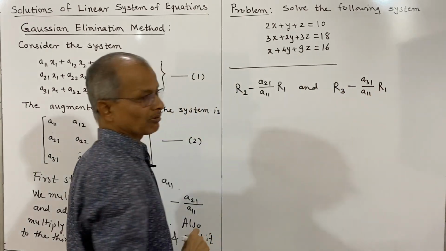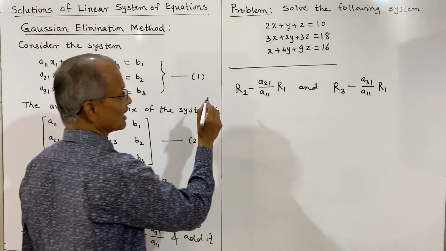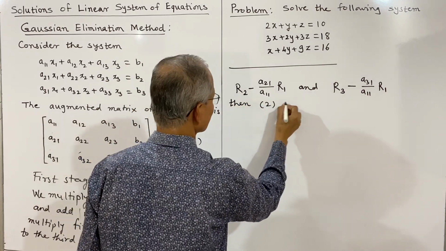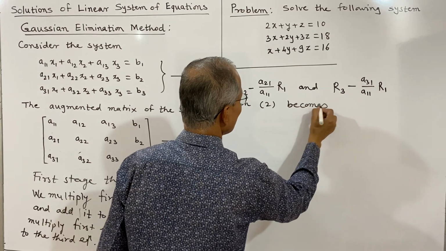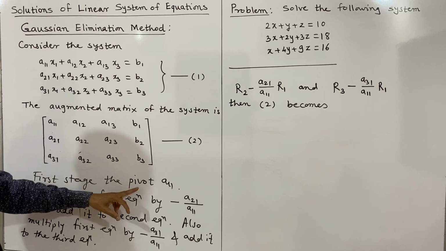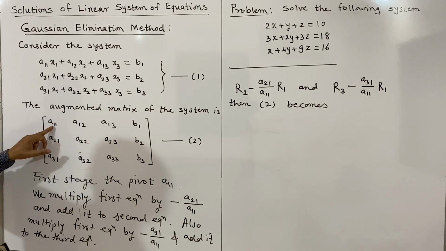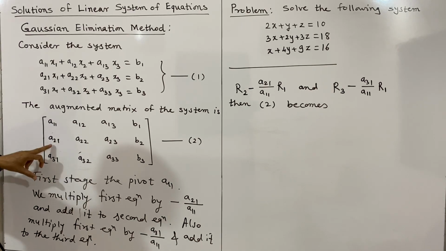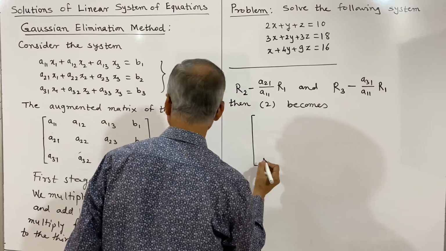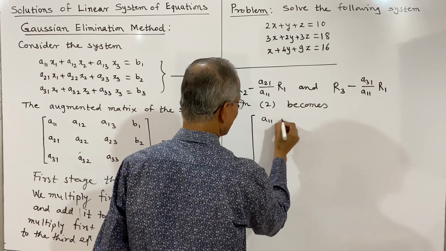So perform these operations, and then the augmented matrix becomes this. See, there will not be any change in the first row. We are making use of the first row because the pivot is the element A11. We are actually making use of this to convert these two elements to 0, and there is no change in the first row. The first row will be as it is, A11, etc.